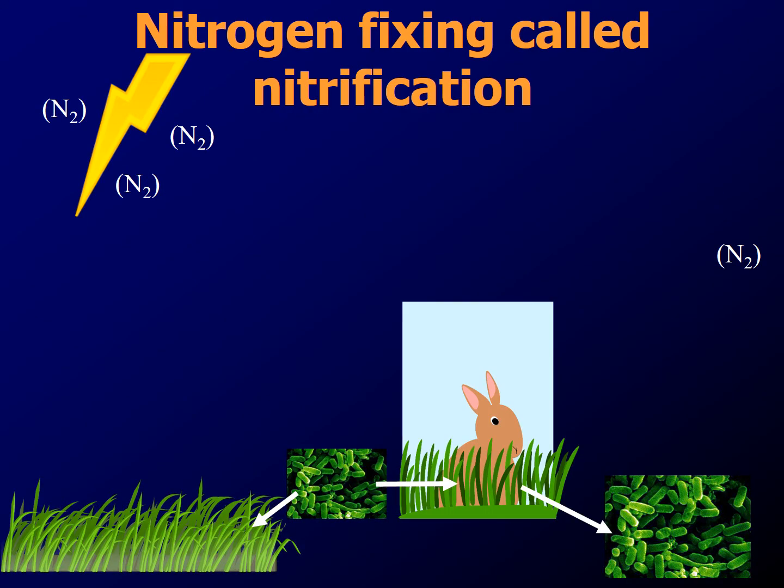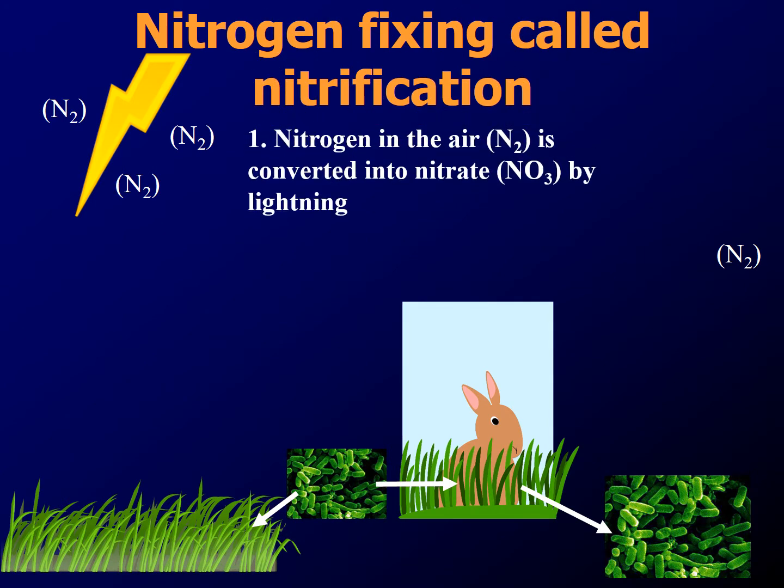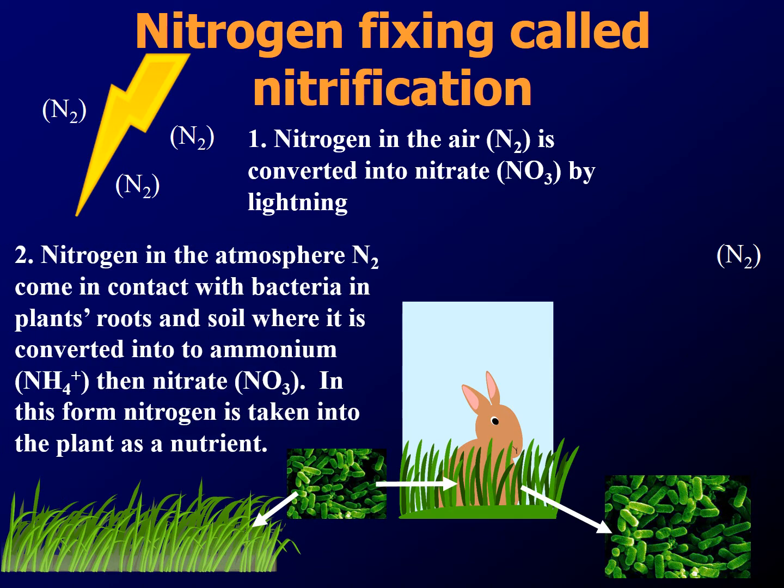We've already established that nitrification, which is nitrogen fixing, can occur two ways, one of which is through lightning, but the most common way is through nitrogen in the atmosphere coming in contact with bacteria located in the plant roots and soil, where it will convert this nitrogen into ammonia, then nitrates. In this form, the nitrogen can be taken into the plant as nutrients.